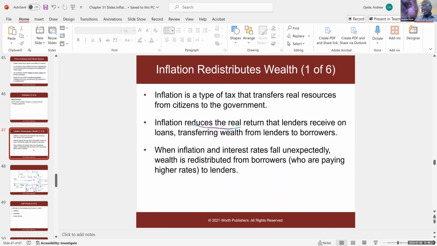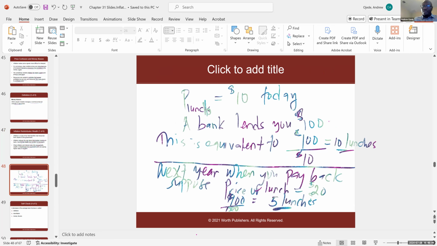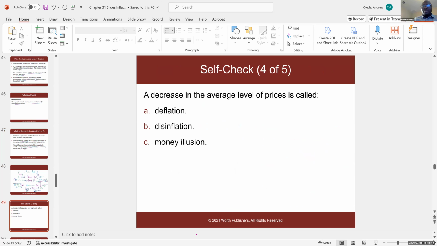Inflation reduces the real return that lenders receive on loans, transferring wealth from lenders to borrowers. When inflation and interest rates fall unexpectedly, wealth is redistributed from borrowers who are paying higher rates to lenders. Okay, that is like the opposite. When there's deflation, the wealth is going to be redistributed from what? From borrowers or lenders. So a decrease in the average level of price is called, we talked about that, deflation.